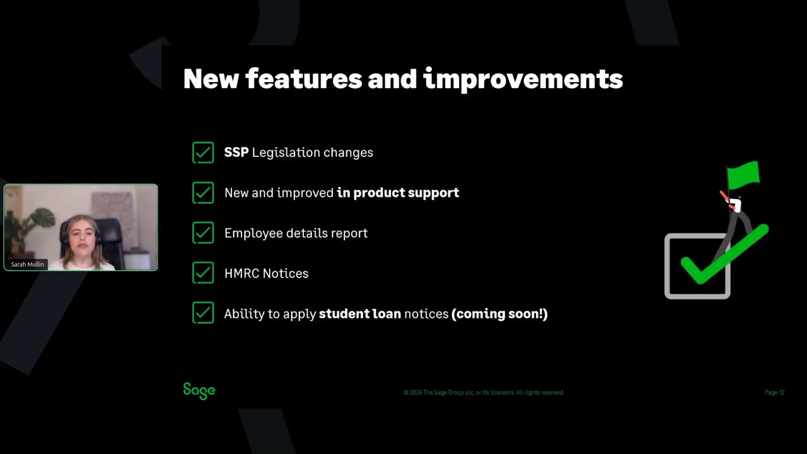Before we go ahead and wrap up, I do just want to run through some new features and improvements this year for Sage Payroll. Of course, we've seen the SSP legislation changes in action. All you need to do is simply record the absence and Payroll will do the hard work for you. We do have some new and improved in-product support, which I'll be showing you in a second. We have the employee details report and HMRC notices. I know these have been in there for a little while, but I did want to touch on those in case you haven't checked them out just yet.